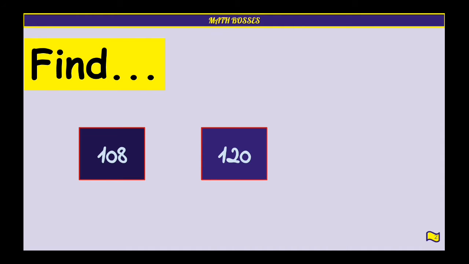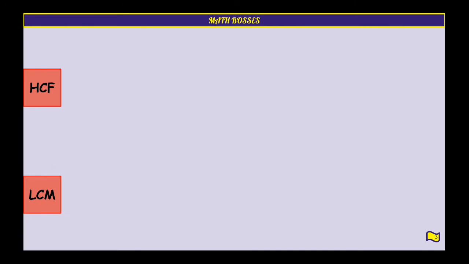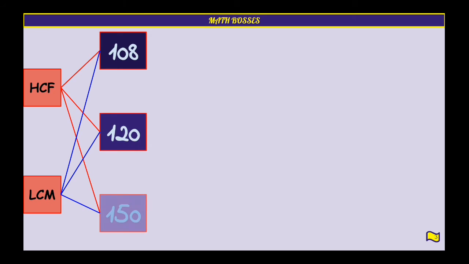So to illustrate how this works, let's find the LCM and HCF of 108, 120 and 150. The first step is similar for finding either the HCF or LCM, and that is to express 108, 120 and 150 as products of their prime factors. You can use the factor tree for this. You can learn that now by clicking on the top right corner of this video.